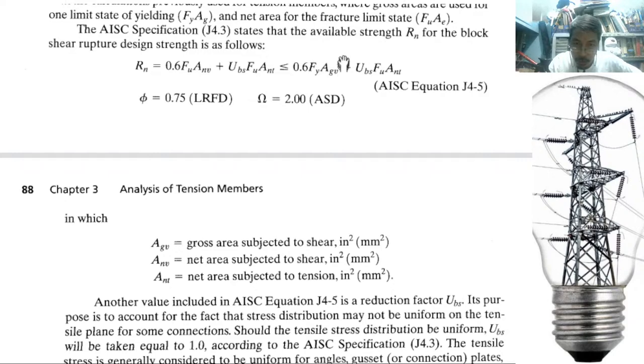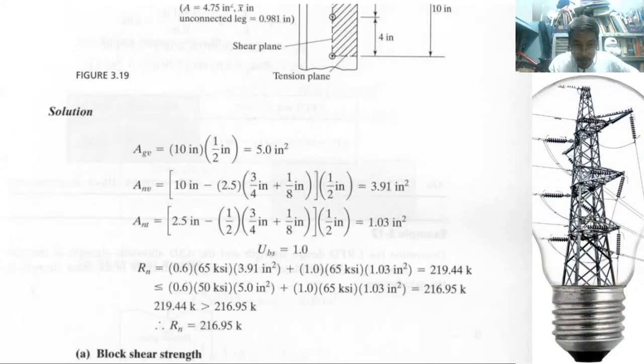Or we can also compare it to gross area times tensile, and FU times U times net tensile. So we can do that and compare here. Therefore, the first one, U times FU times net tensile, so multiply, and then you get 219. So this one is just equal to this one, but this one is not the same with this. So we are using the total area times yield, meaning gross area, gross area times yield times 0.6. If you do that, this is 216.